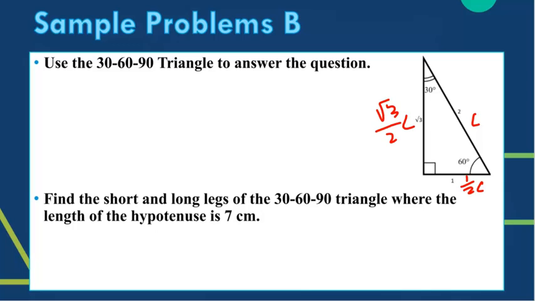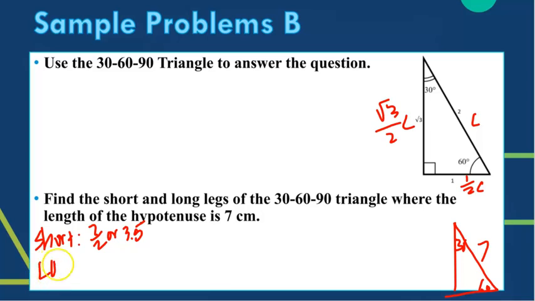So here we're going to find the short and long legs of the 30, 60, 90 triangle, where the length of the hypotenuse is 7 centimeters. So if I draw that out, if this is 7 centimeters, let's just say this is the 60 and this is the 30. So the short leg is going to be half of the hypotenuse. So the short leg is going to be 7 halves, or 3.5.